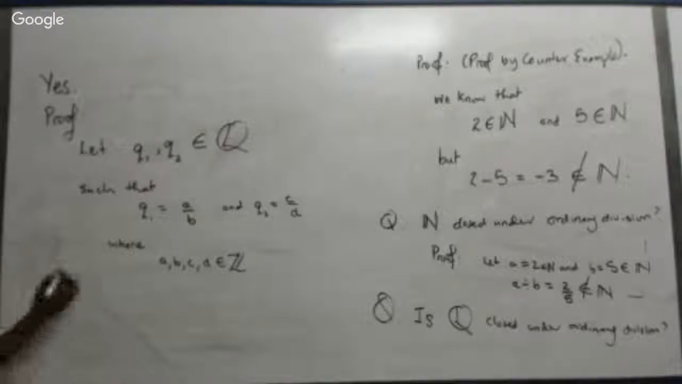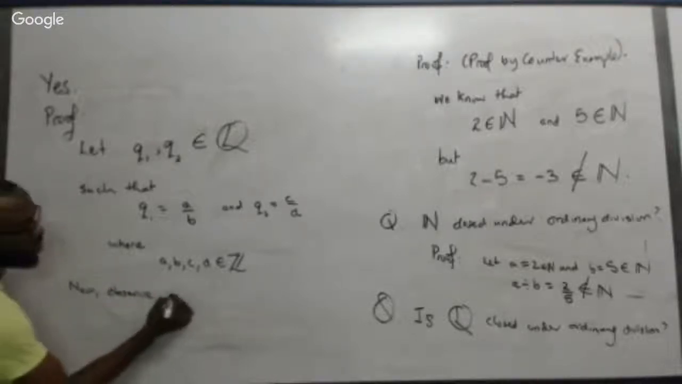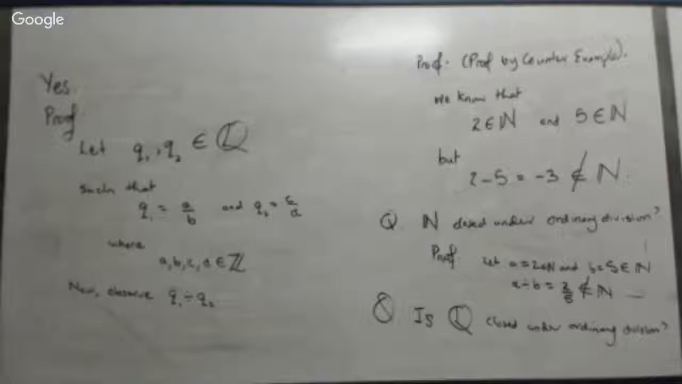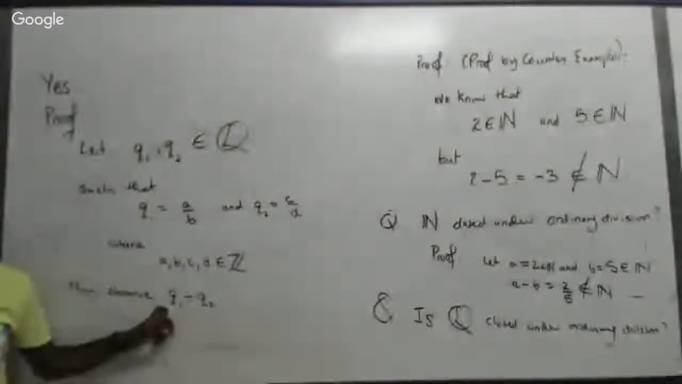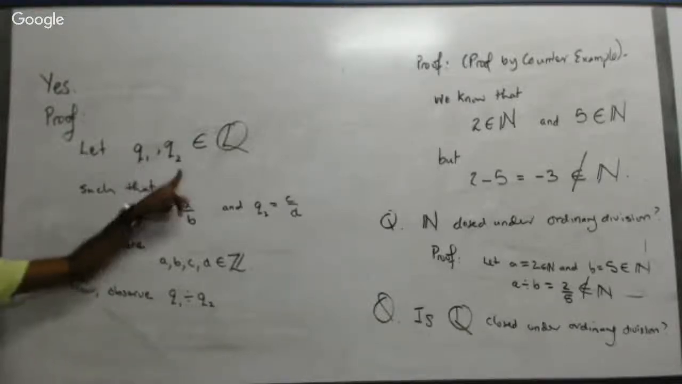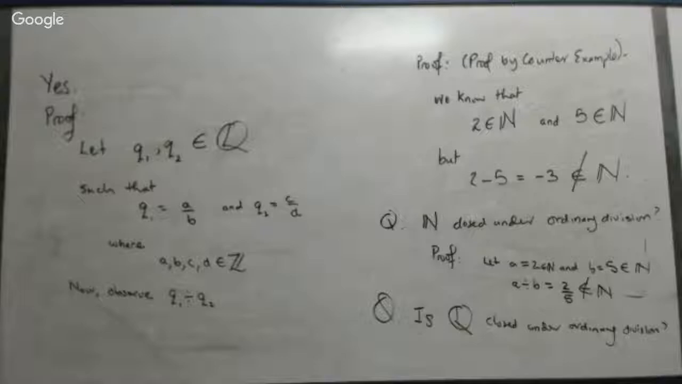Now I want to combine them. Let's observe what q1 divided by q2 looks like. Fair enough? Remember, q1 is a random rational, and q2 is a random rational. So I don't want somebody coming to me to say, why did I not also observe q2 divided by q1? Because they are random. Sometimes q1 can be q2 and q2 can be q1. So I'm covering all bases here because it's random. Fair enough? All right.